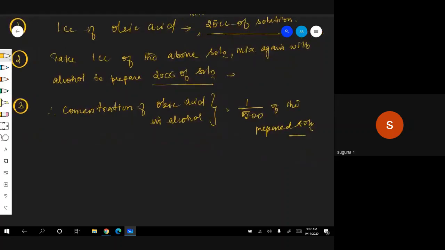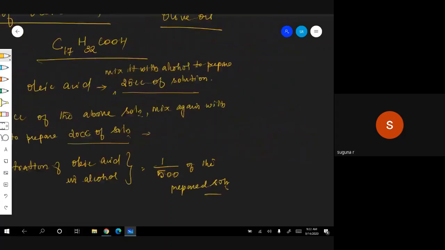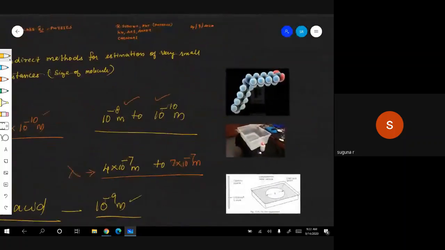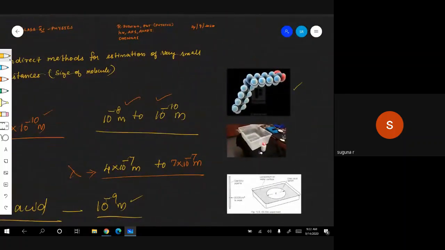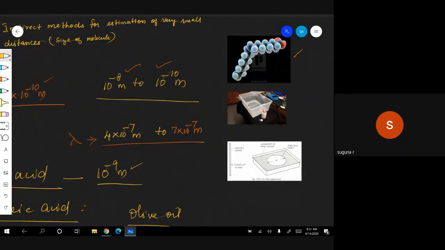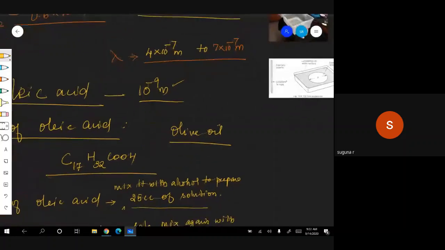Okay. Once it is known, now what you have to do? See, actually, I just want to show you one thing. See, this is the oleic acid molecule. Okay, size, I just wanted to show you. This is the structure. And now what you have to do? I have not used lycopodium powder.